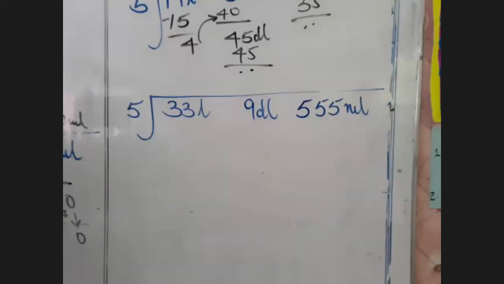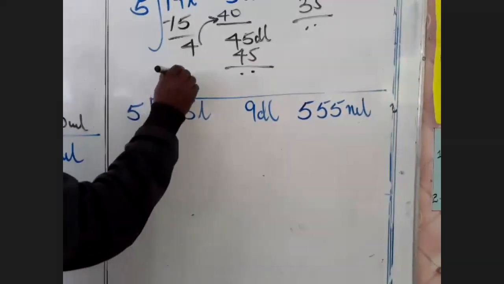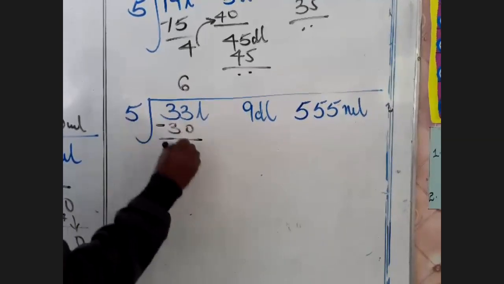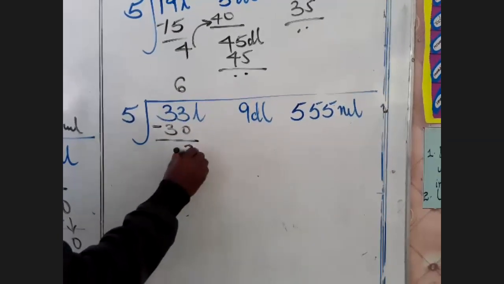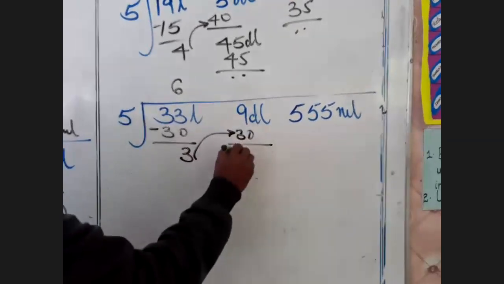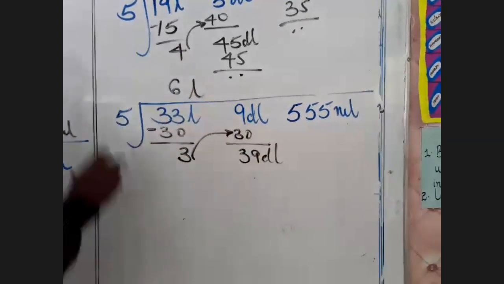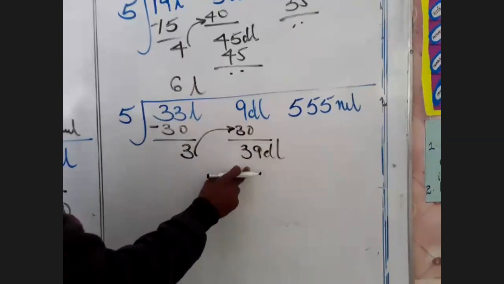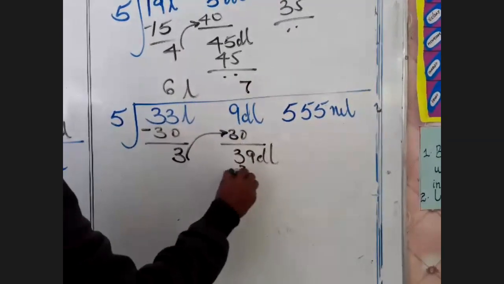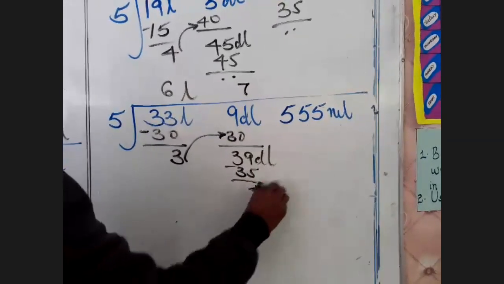All right, let's work together. 33 divided by 5 is 6 because of 30. When I subtract, I remain with 3 liters. This is similar to 30 deciliters. Add the 9, you get 39 deciliters. So liters, we are done. 5 into 39, 7, because of 35. Subtract and get 4. 4 deciliters.